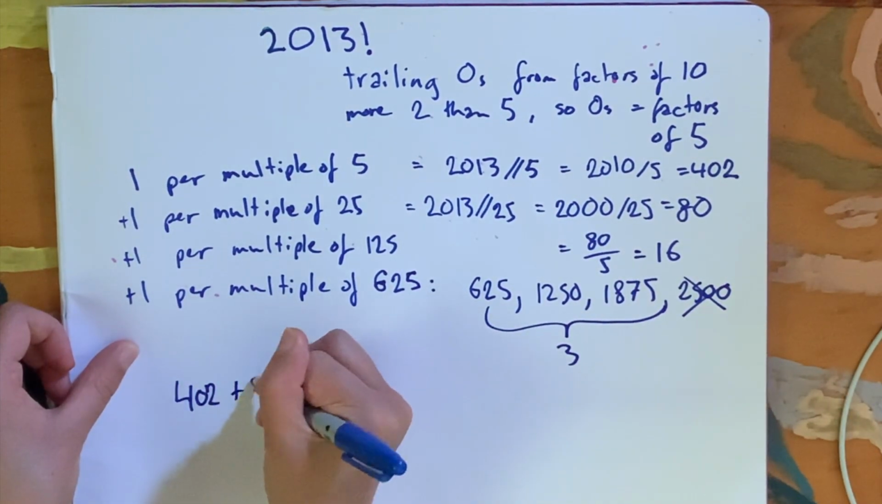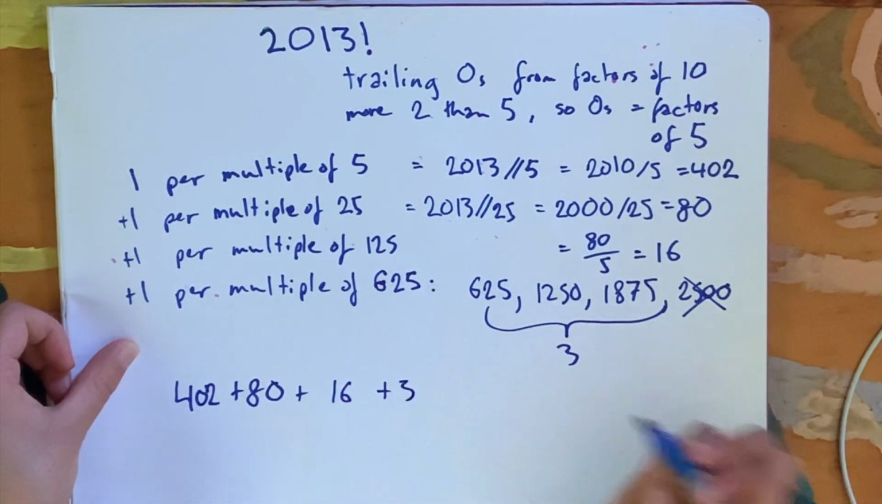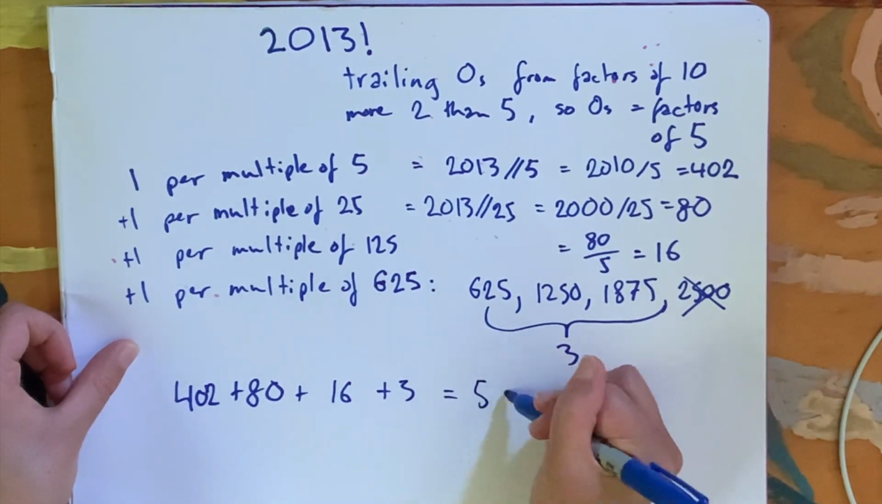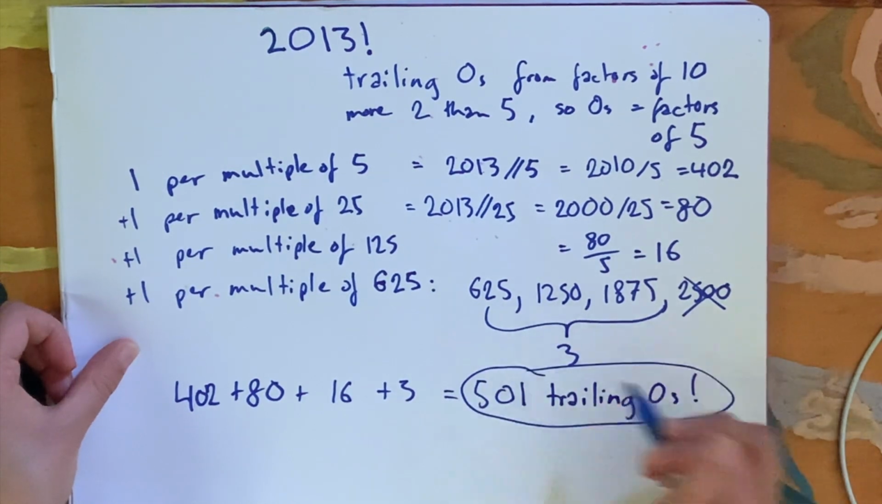So we have 402 plus 80 plus 16 plus 3 multiples of 5, which adds up to 501 multiples of 5, and equivalently 501 trailing zeros. Aren't you glad we did not calculate that by hand?